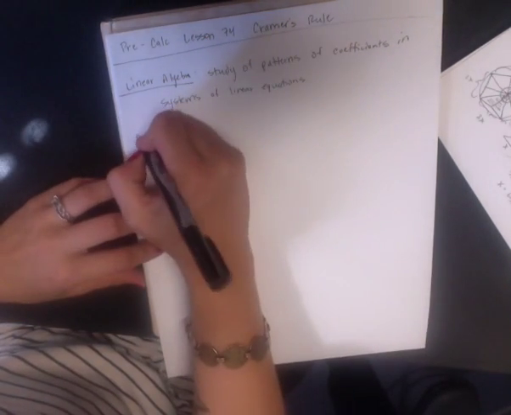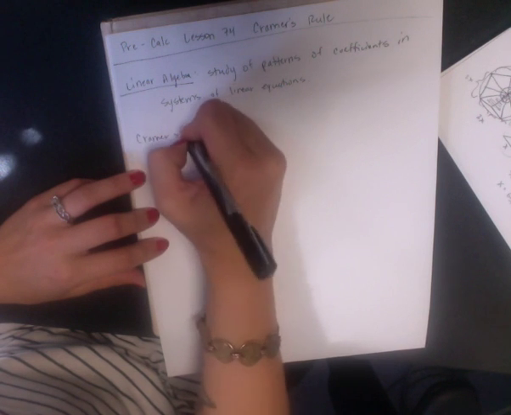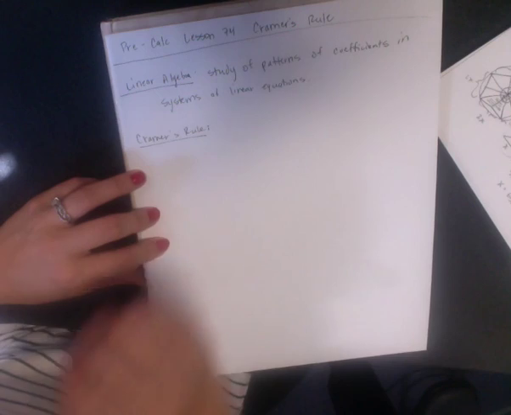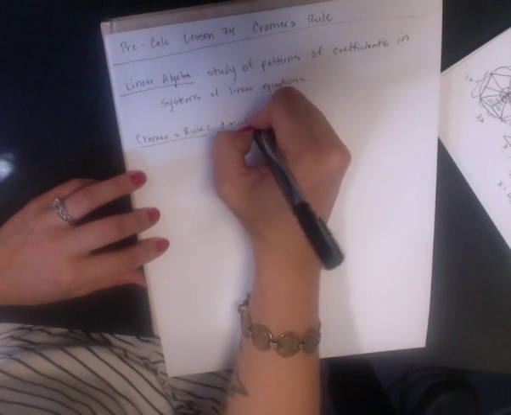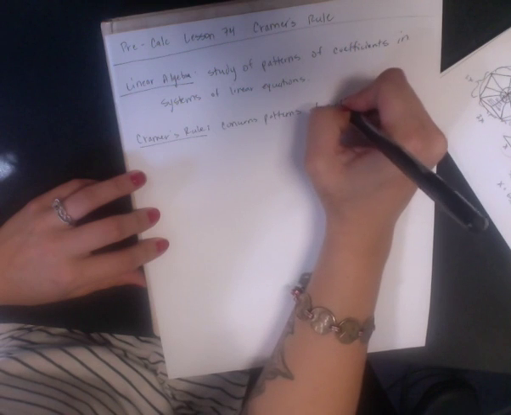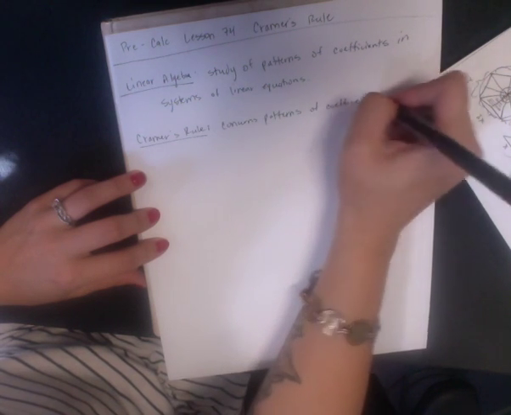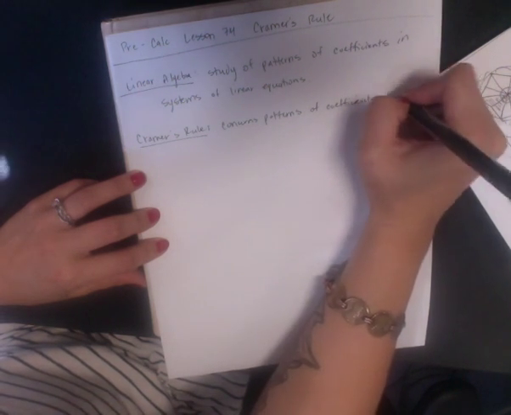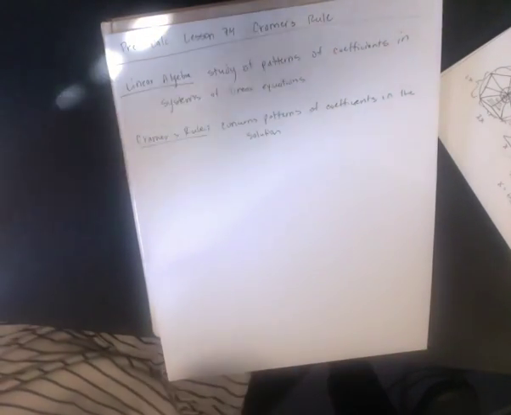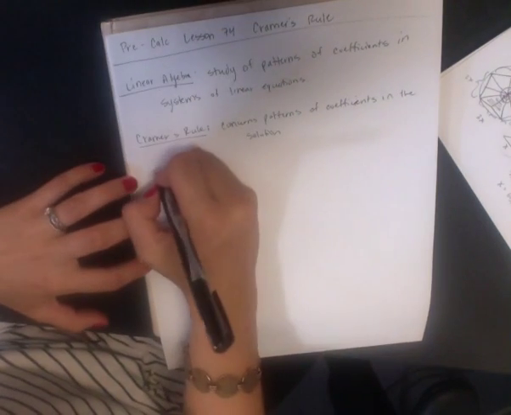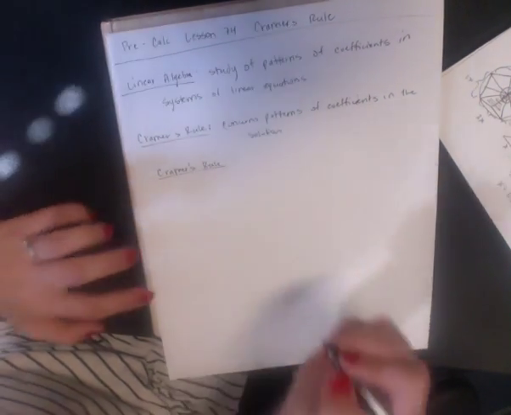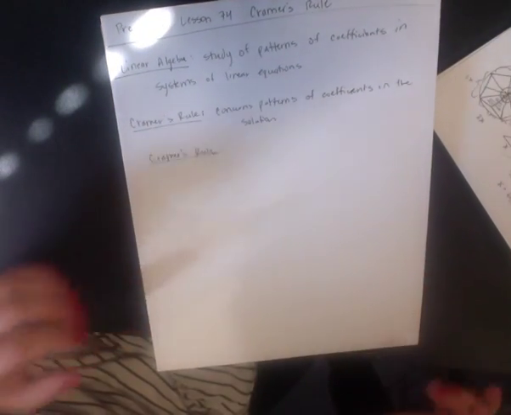But his last name was Cramer, and he came up with Cramer's rule, which concerns patterns of coefficients in the solution. So we are going to derive, which means solve for, Cramer's rule.